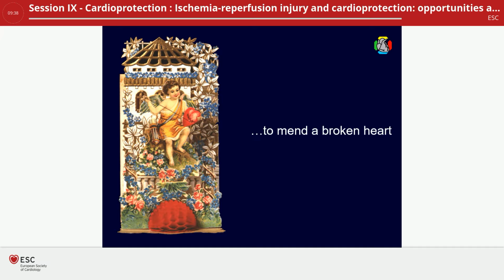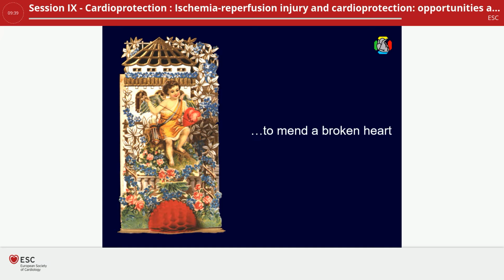Let's start with the first one. So, as you said correctly, we cannot predict when an infarction will occur. So the true preconditioning cannot be systematically applied to a patient. However, there is a number of patients that have chest pain, intermittent ischemia before actually experiencing a myocardial infarction.